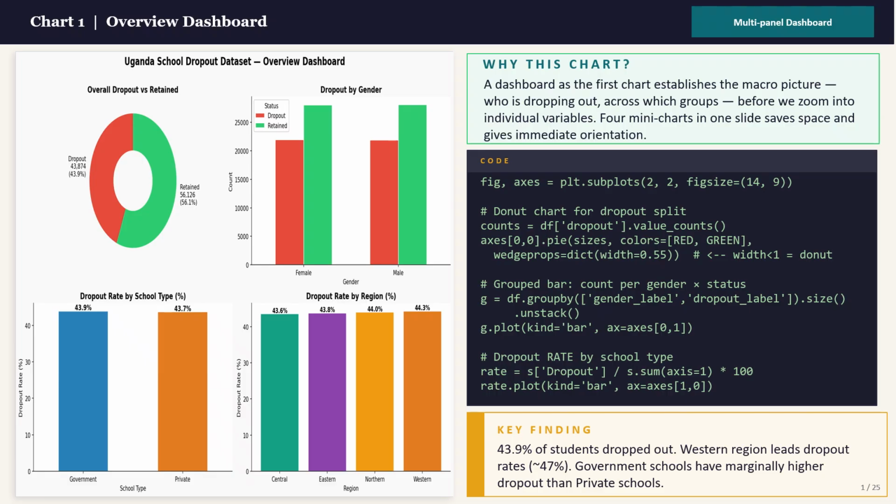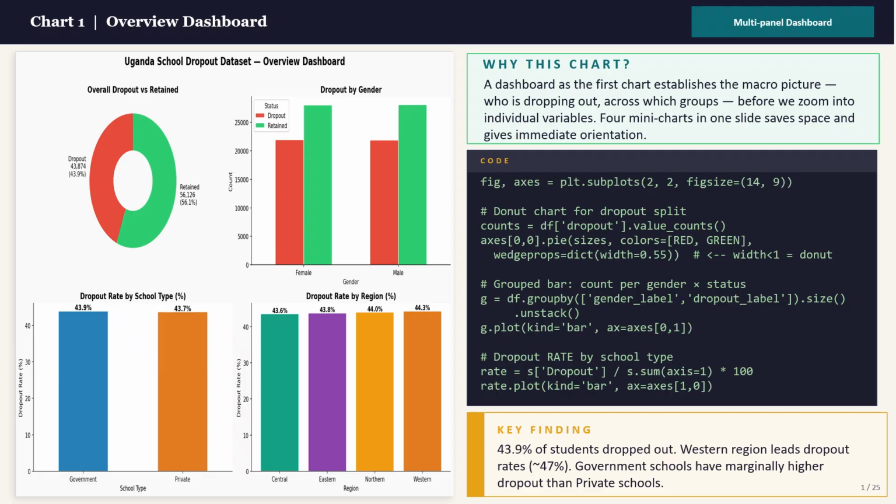For the donut chart, you can see on the right, you get a data frame and a dropout value count. Then we have the grouped bar, which is the count per gender status. Again, we have data frame dot groupby. Then we put the gender label, the dropout label, and then the size of the chart. And then we have dropout rate by school type. That's how we calculate the percentages, and then we plot the bar.